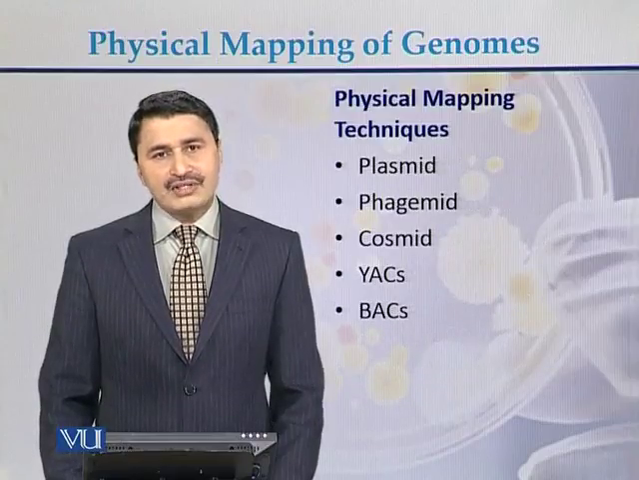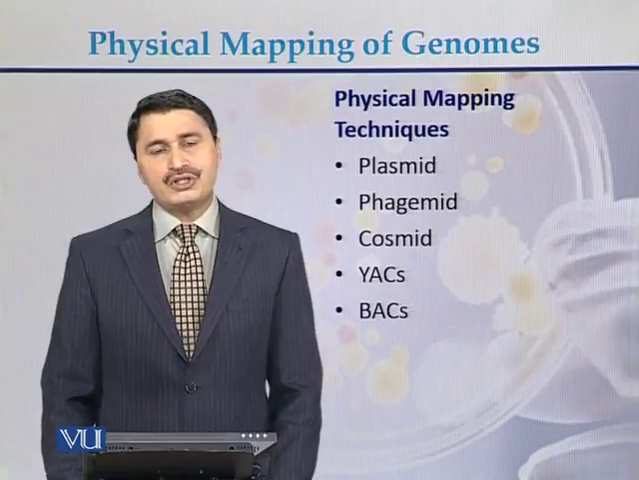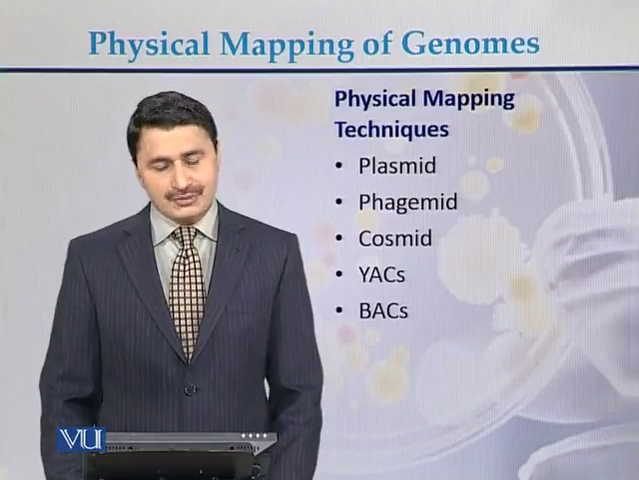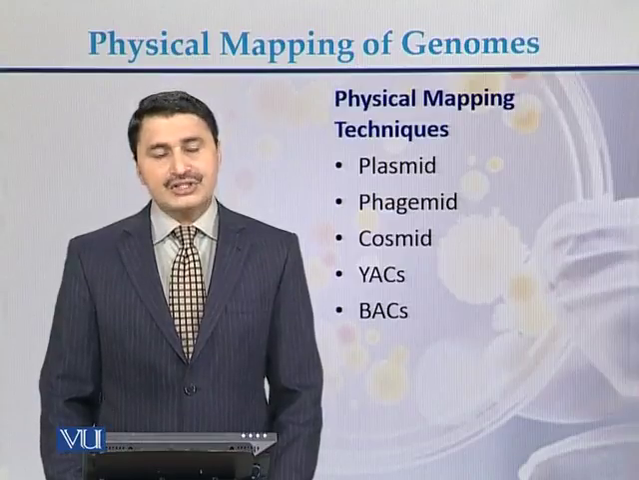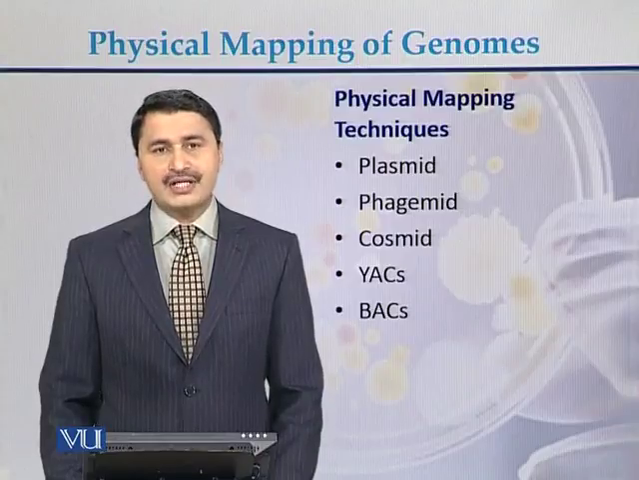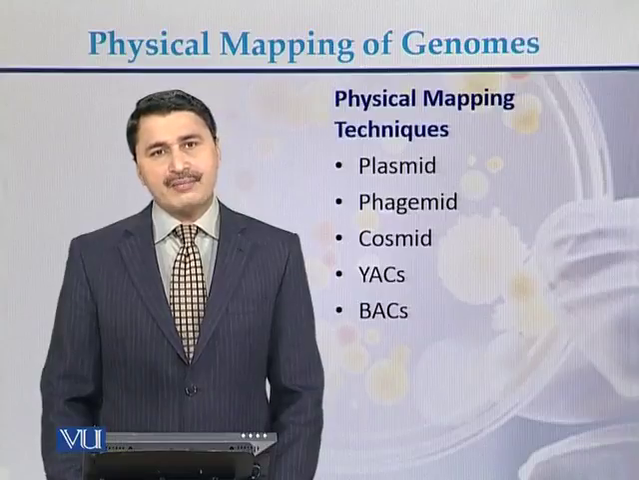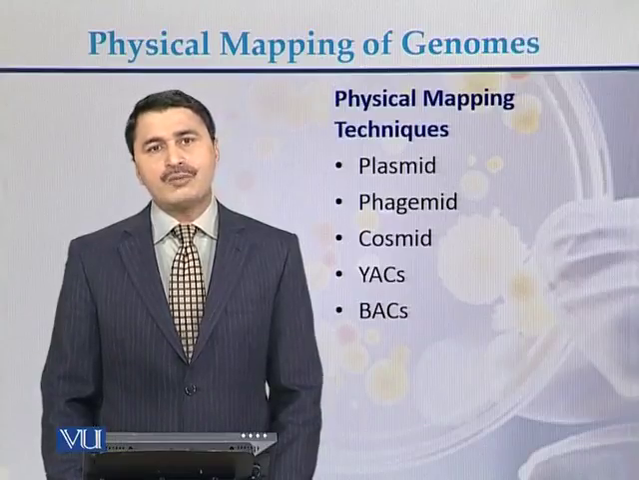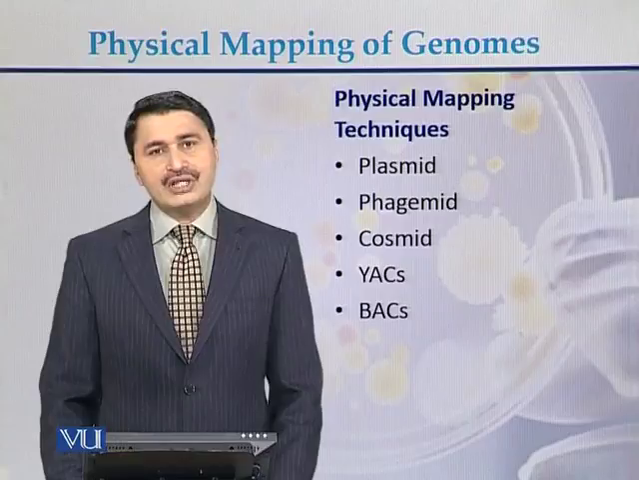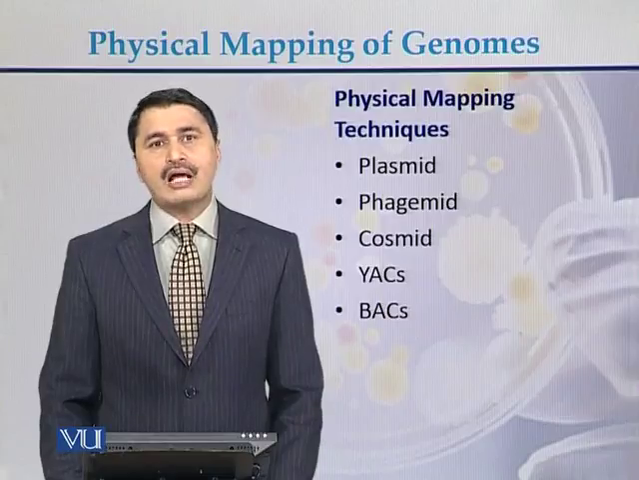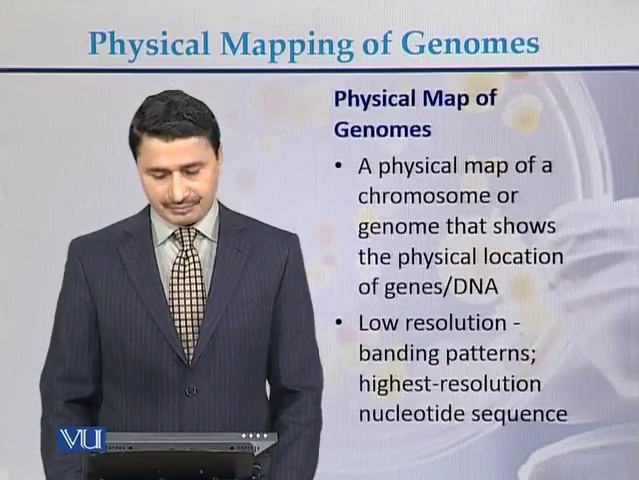For performing the physical mapping of the genomes, different types of vectors or plasmids are used. Those are plasmids, phagemids, cosmids, yeast artificial chromosomes, and bacterial artificial chromosomes. In physical mapping of the human genome, mostly yeast artificial chromosomes and bacterial artificial chromosomes have been used as the vectors.